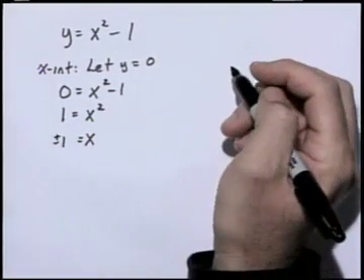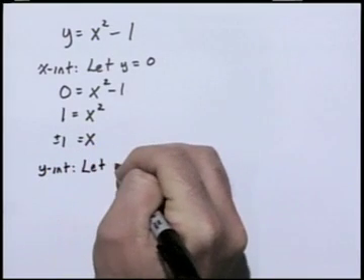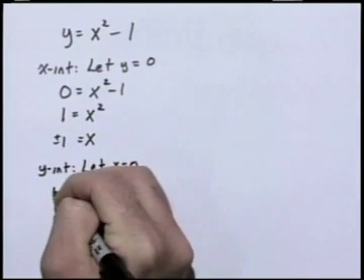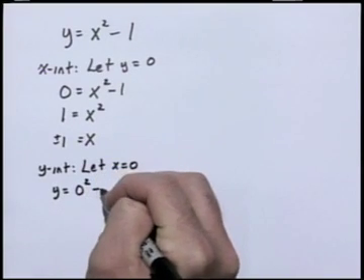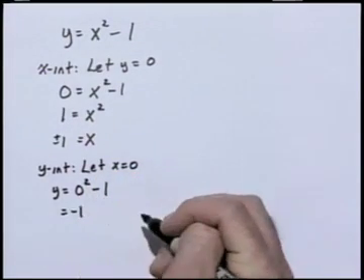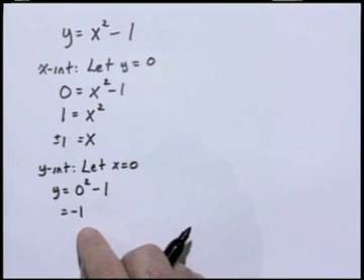To find the y-intercept, we're going to let x equal 0. So the equation that results is y equals 0 squared minus 1, or negative 1. So the y-intercept is negative 1.